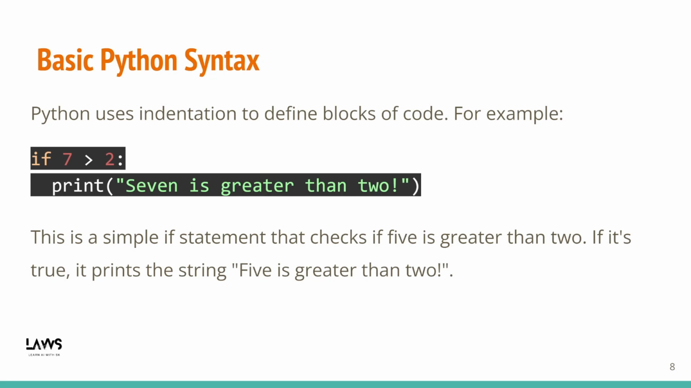So here we are going to see Python syntax. This is very much important. Python uses indentation to define blocks of code. Below there is an example. Here we are checking two integers. If the condition is satisfied, we are going to print 7 is greater than 2.